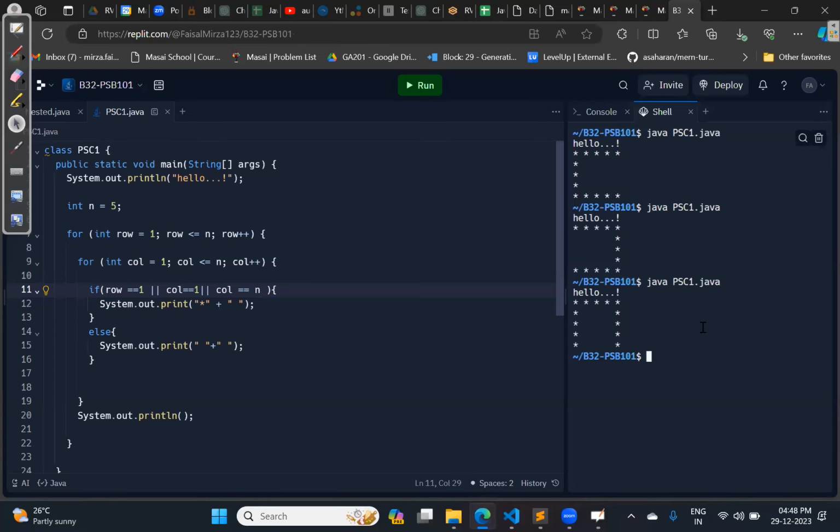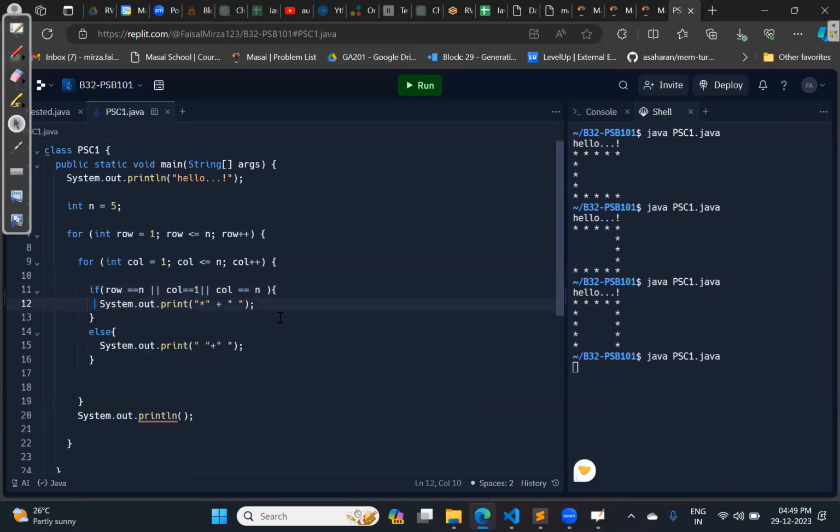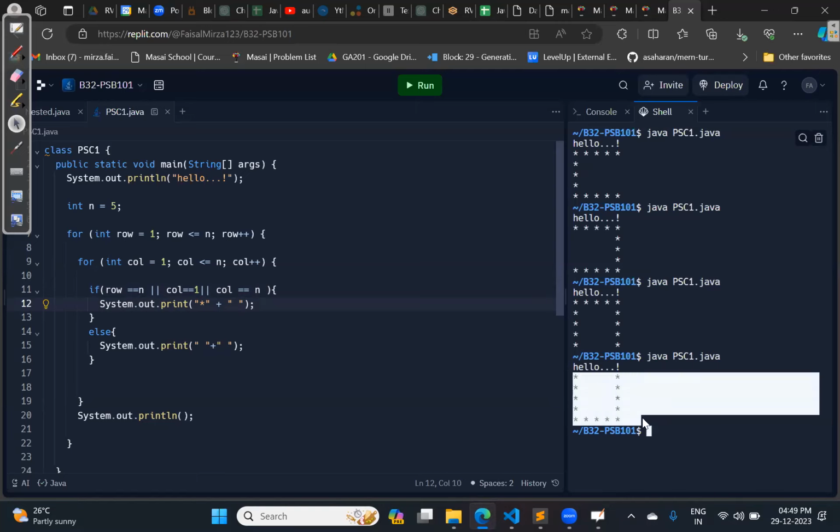Getting it? Now, is it possible to print U? Means removing the first row. Instead of that, you want the last row. See, by only changing the condition inside the if, how many patterns you are able to get? Getting it? Is it clear?